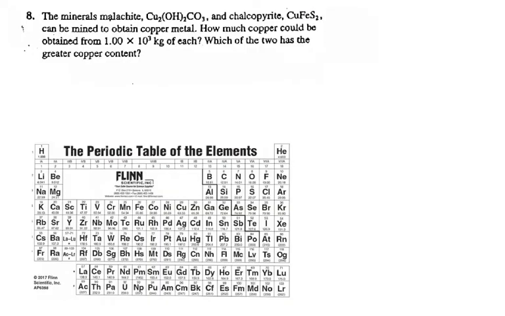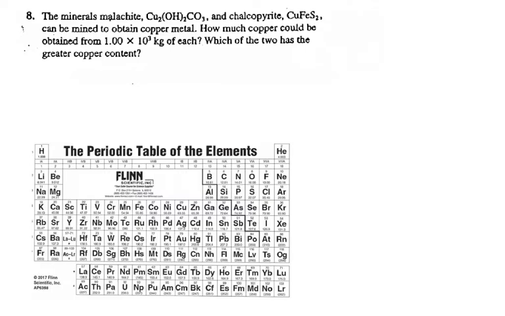The other question I was asked about was number 8. It says the minerals malachite and chalcopyrite, I don't know how to say that, can be mined to obtain copper metal. How much copper would be obtained from 1 times 10 to the third, so 1,000 kilograms of each? So it's asking us basically how much copper is in each of those, given the quantities. So this is actually kind of just like the problem we just did.